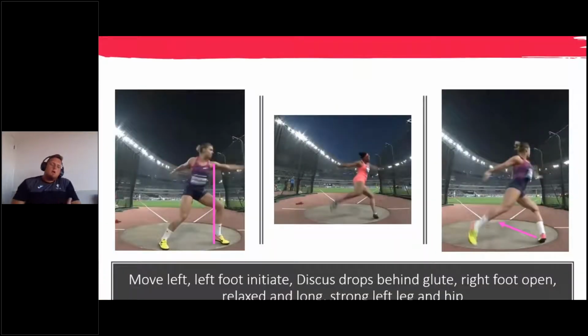So, as you can see below, move left, left foot initiate, discus drops behind glute, right foot opens, relax arms, strong left leg and hip, okay? So this is really where the condition of the strong hip, strong core really comes into it, okay? You can see there just from the positions that Fabbri and Perkovic are getting into, that they are positions that you need to be athletic for. These are athletic positions, okay?